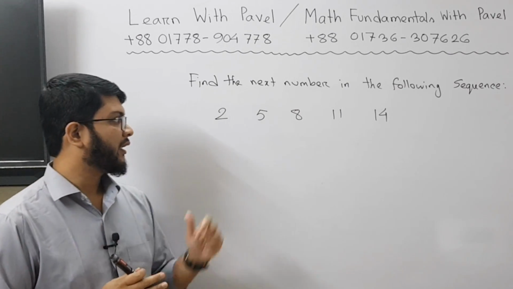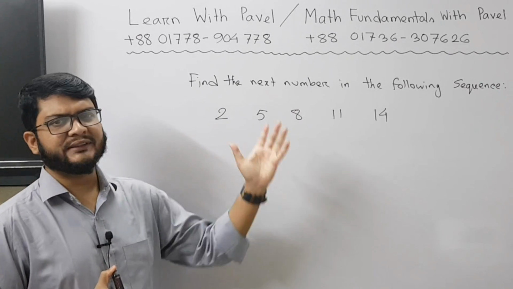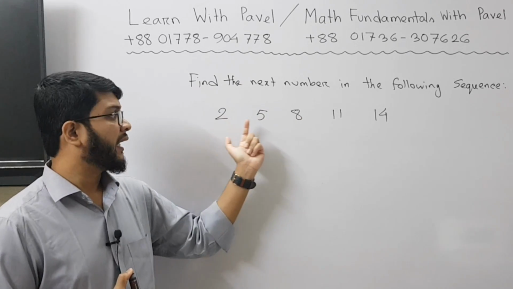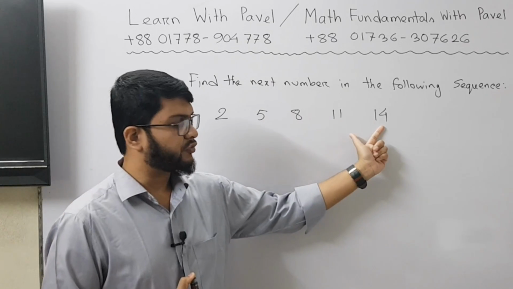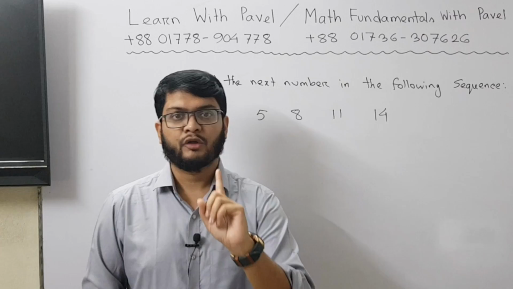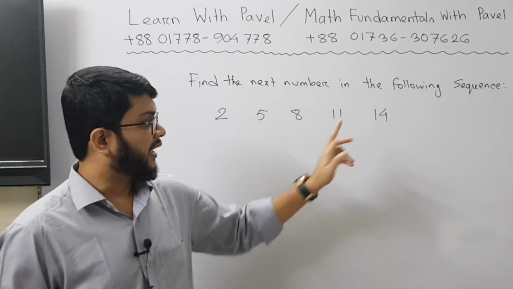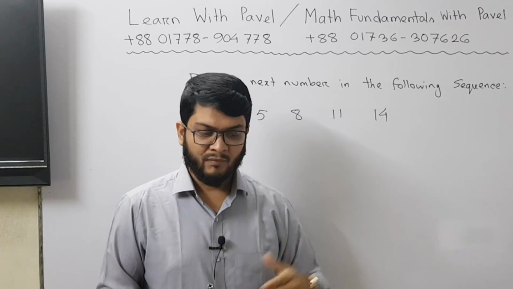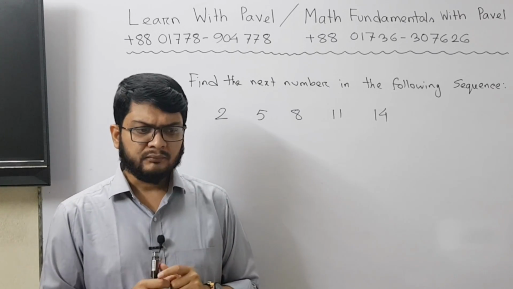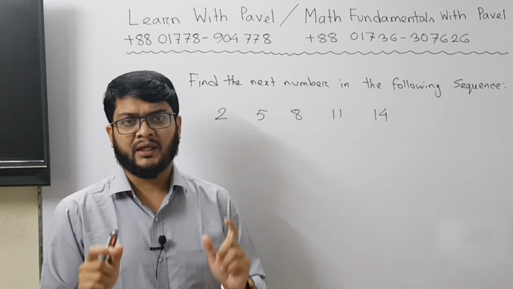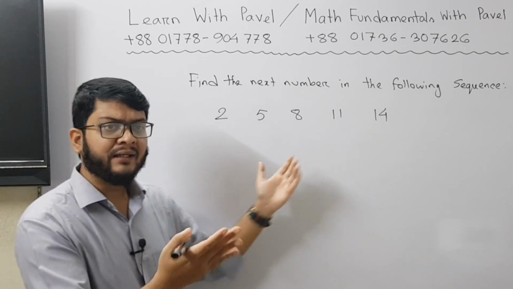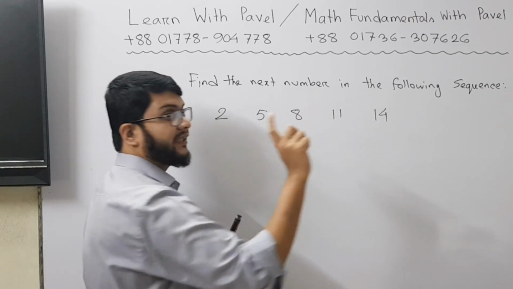In any question you will try to observe what is happening here. This is 2, this is 5, this is 8, this is 11 and this is 14. If you notice carefully, you will see that the numbers are increasing. So the first thing you can decide is that the next number will be greater than 14. Whatever problem you are given, at first you have to look into it carefully and observe something. Why? Because the numbers are in increasing order.